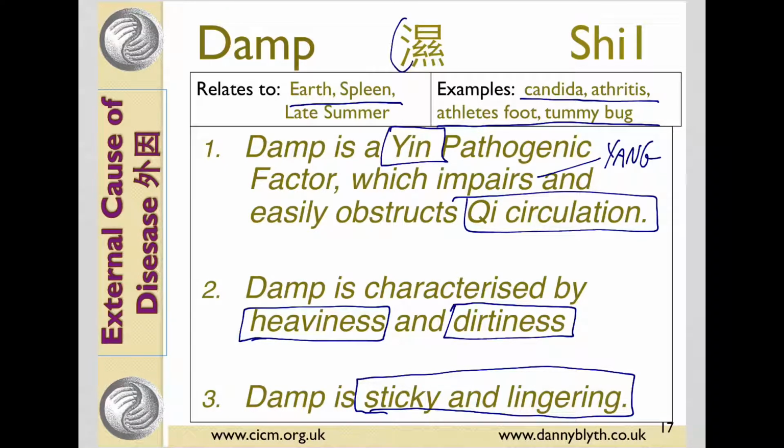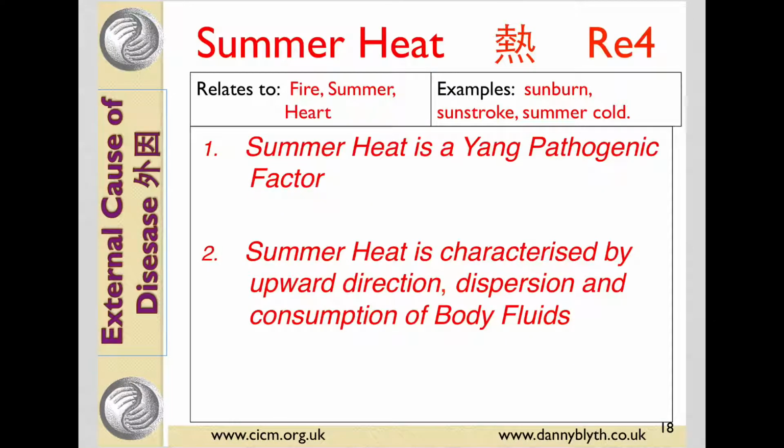The character shows water on the left hand side, which has been contracted, and the right hand side has the sun and silk being left out to dry. Summer heat relates to the fire element and to the heart. So examples: sunburn, sunstroke, summer cold.